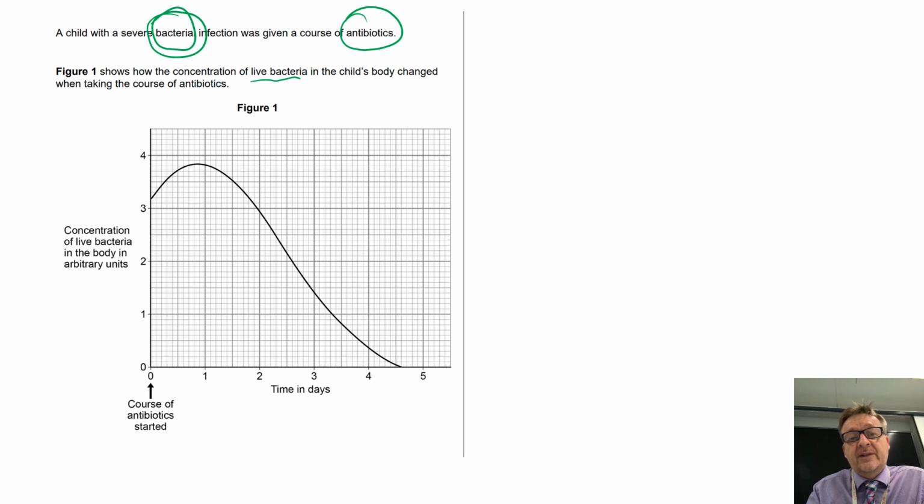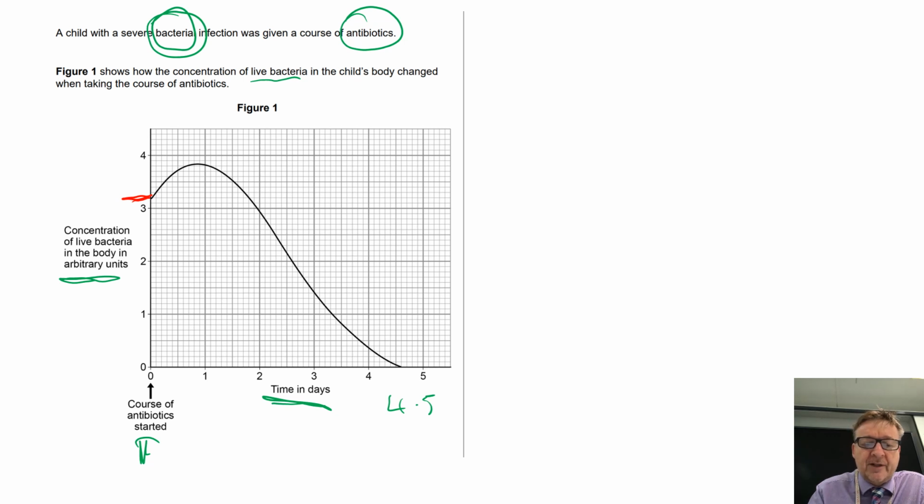Right, so we know that if you take antibiotics, it's going to get rid of the bacteria. So let's have a look at the graph. Time in days, so it goes up to what, 4.5 days. That is when the antibiotic was then started. Concentration of live bacteria in the body in arbitrary units. So arbitrary units kind of means just like a made-up unit, it's just kind of relative. And it starts at about 3.2 arbitrary units.